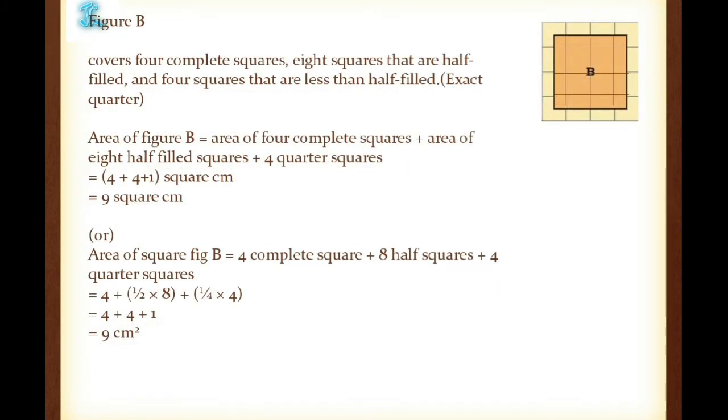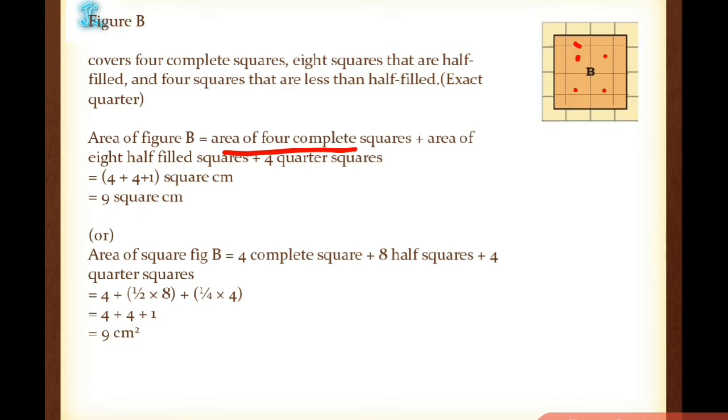Now, B. B covers the exact square shape, so it will be easy for us. See how many complete squares are there. 1, 2, 3, 4. So, 4 complete squares. I have written here it is 4 complete squares.